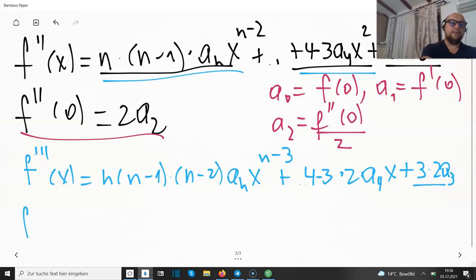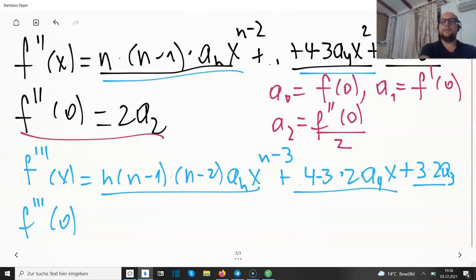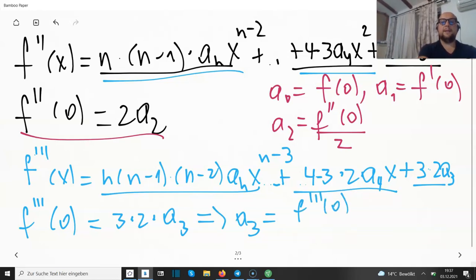And now, as you can see, if we put into the third derivative the value of 0, once again, all the terms with x become 0. And we only have 3 times 2 times a3. That means a3 itself would be f third prime at 0 divided by 3 factorial. There is no hidden information anymore. This is what I'm trying to show you.